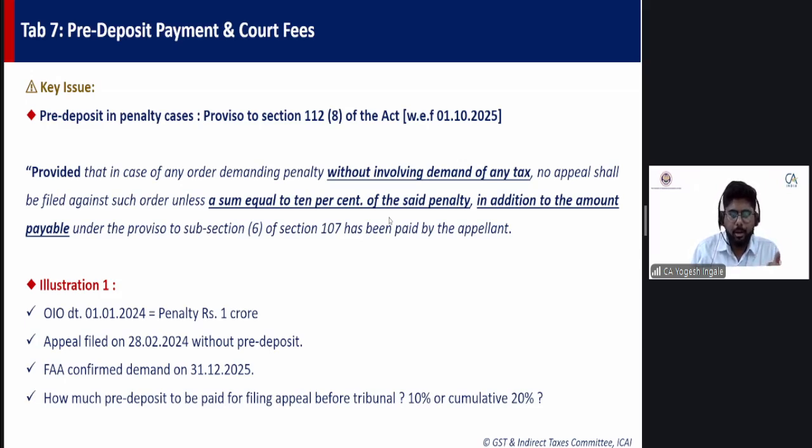So how much pre-deposit is to be paid for filing appeal before appellate tribunal? 10% or 20%? The answer is 10%. Why? Because at the time of filing appeal before first appellate authority, this provision was not in existence. Further, it is said that in addition to the amount payable under proviso to subsection 6 of section 107. So at that time, amount payable was 0. Hence, now only 10 lakh pre-deposit you need to pay.